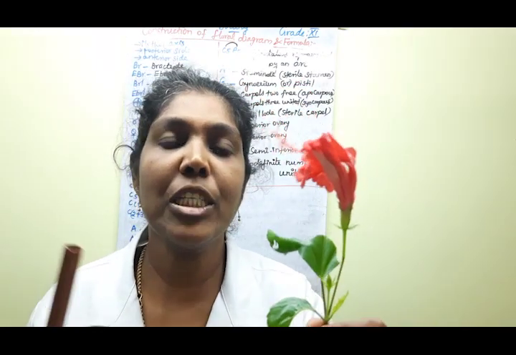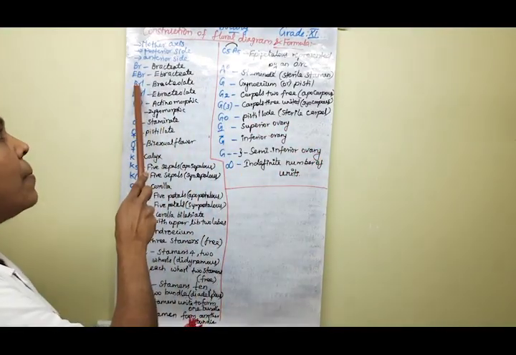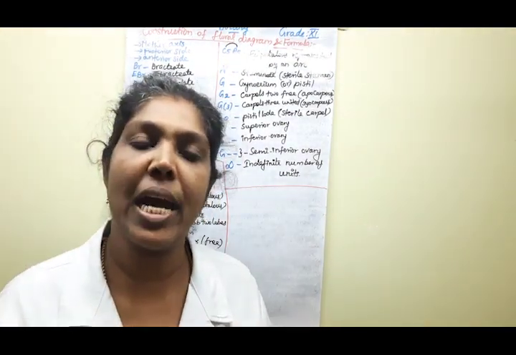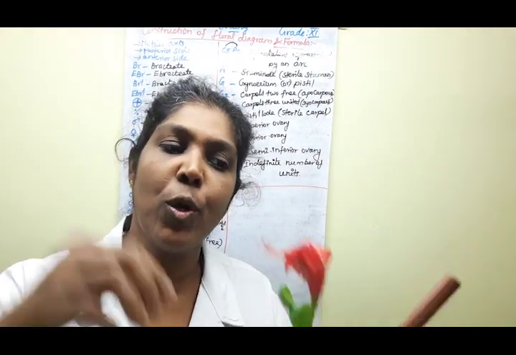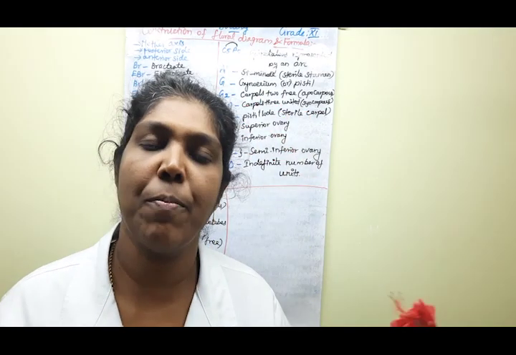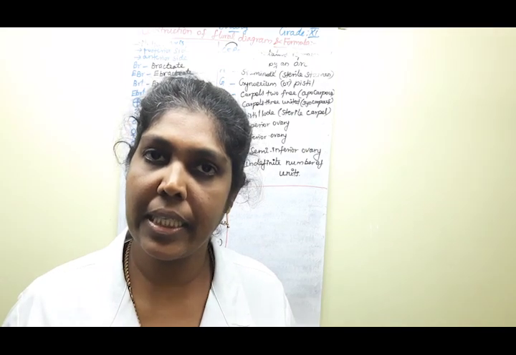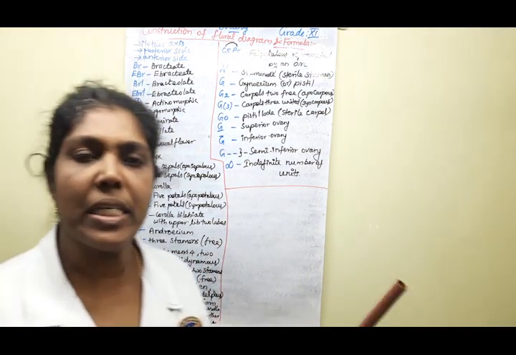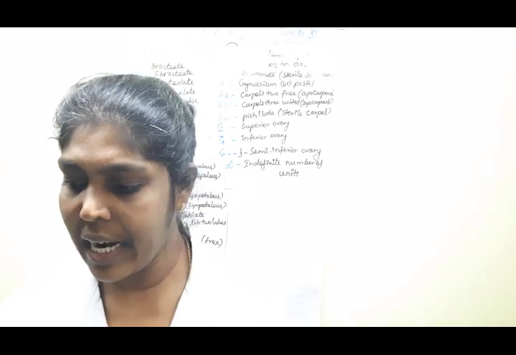If the bracteole is present in that flower, you have to write BRL. Clear? So here write BRL. The bracteole is present means you write BRL. Suppose the bracteoles are absent, then you have to write EBRL. Understood, children? Say yes or no? Yes.